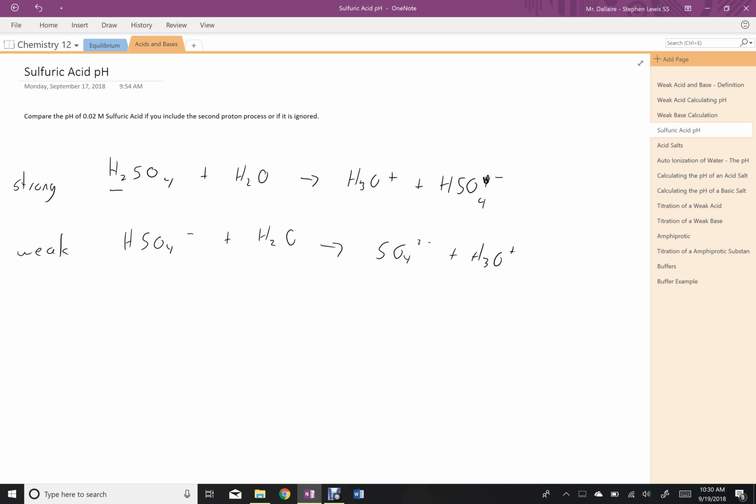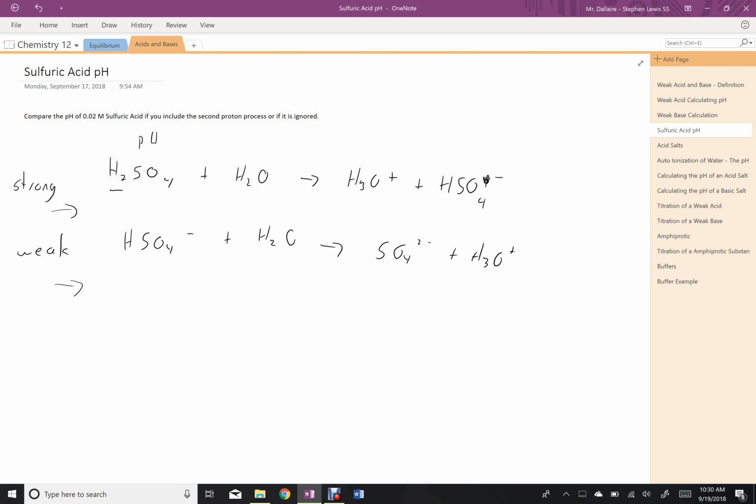What I want to do is figure out what my pH is after the first proton process, and compare it to what my pH is after the second proton process, and see if I think it's worth doing multiple proton processes when determining the pH of a polyprotic acid, an acid with more than one hydrogen.